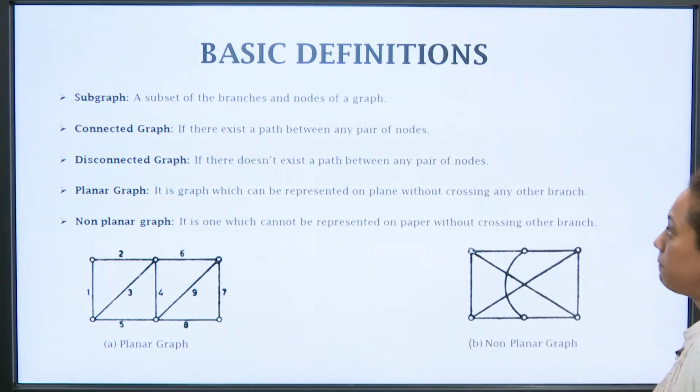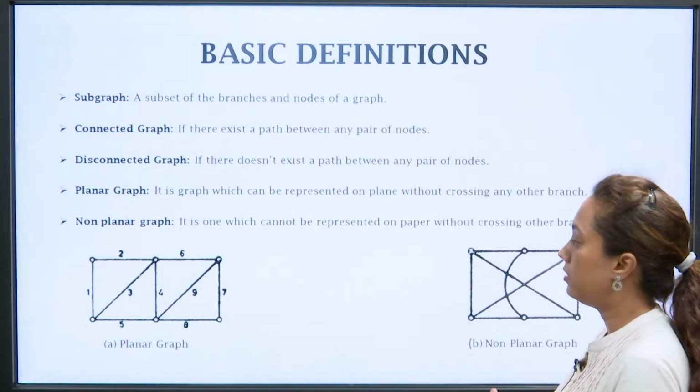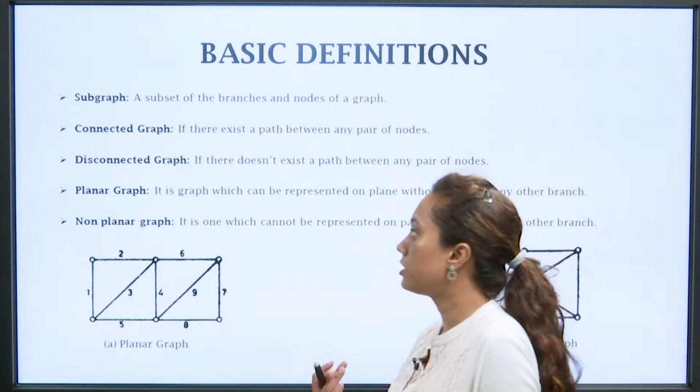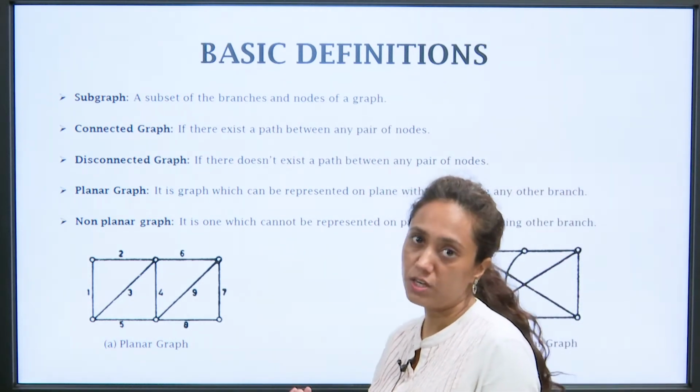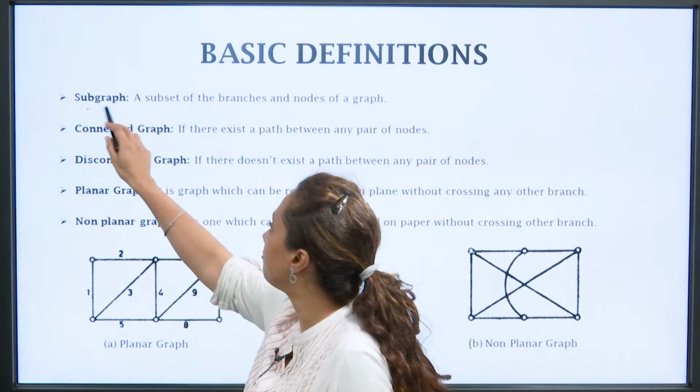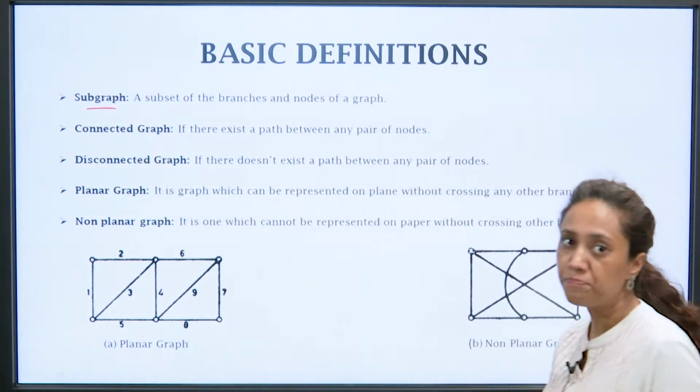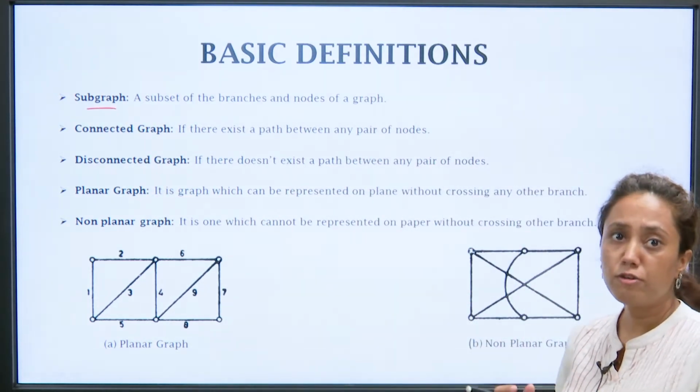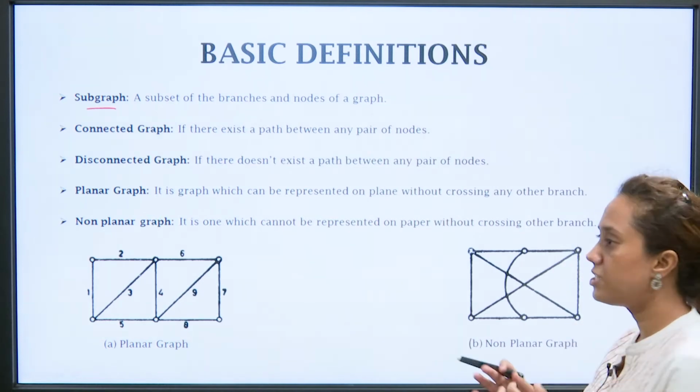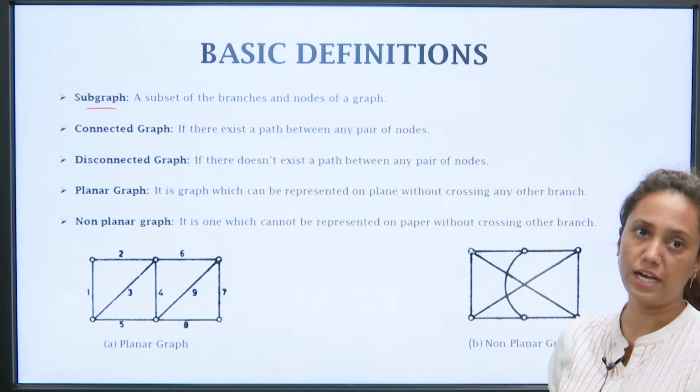Now next are some basic definitions of some parameters or terms which we are going to use in graph theory. The first one is the subgraph. Basically a subgraph is a subset of the branches and the nodes of a graph. It is just a part of that graph, which we call a subgraph.